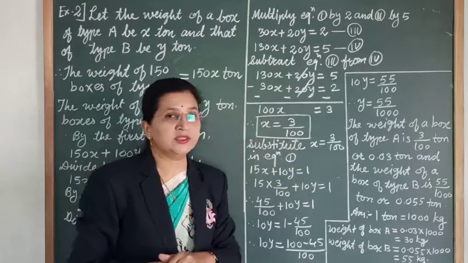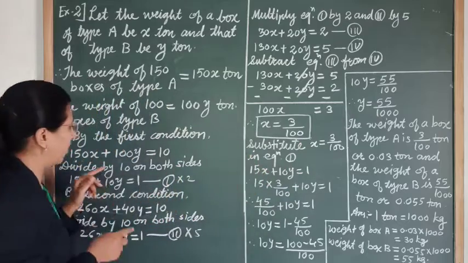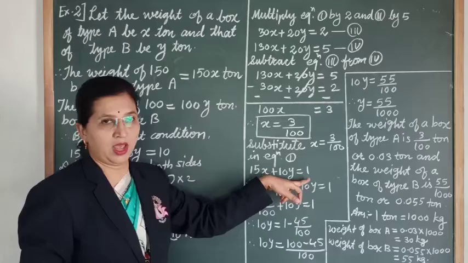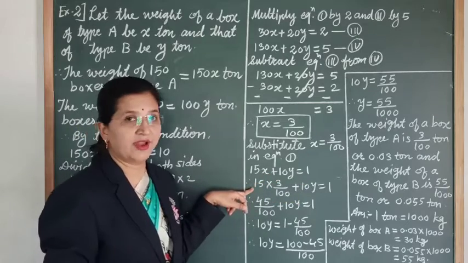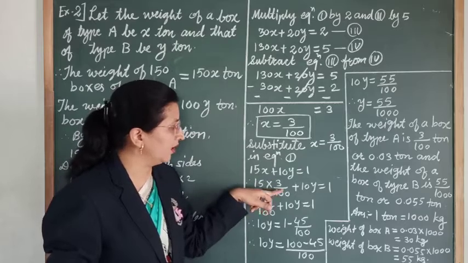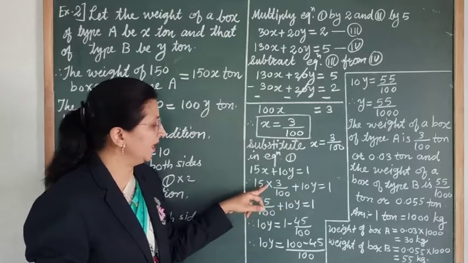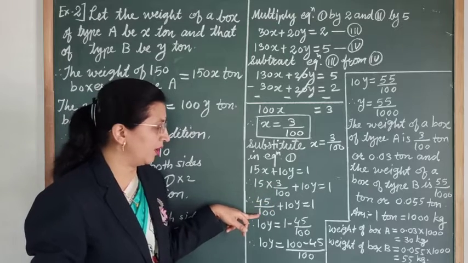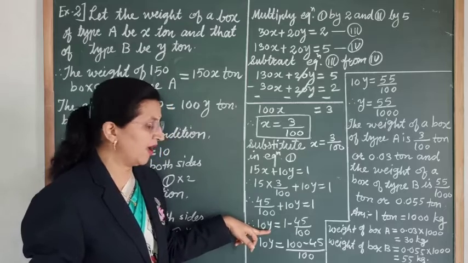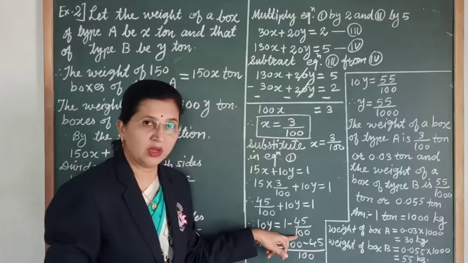Okay. Now let's put this value of x is equal to 3 upon 100 in the equation first. What is our equation first? 15x plus 10y is equal to 1. So let's put the value of x, that is 3 upon 100. So 15 into 3 upon 100 plus 10y is equal to 1. Now 15 3s are 45 upon 100 plus 10y is equal to 1. Therefore 10y is equal to 1 minus 45 upon 100.